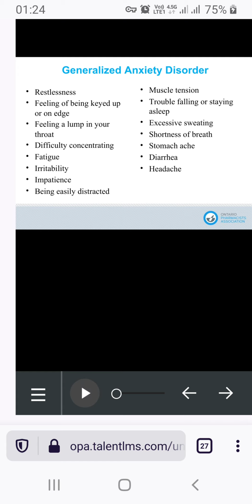Generalized anxiety disorder: restlessness, feeling keyed up or on edge, feeling a lump in your throat, difficulty concentrating, fatigue, irritability, impatience, being easily distracted, muscle tension, trouble falling or staying asleep, excessive sweating, shortness of breath, stomachache, diarrhea, and headache.